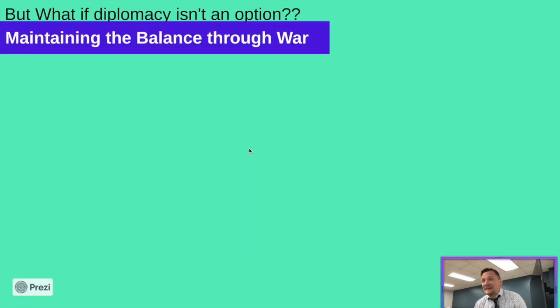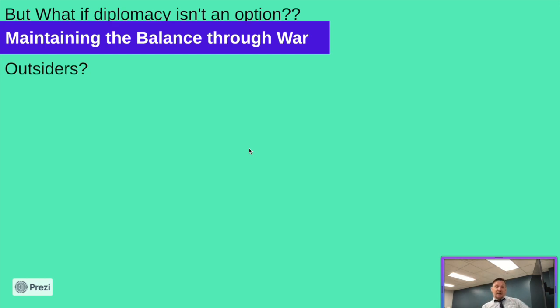So how do you maintain the balance of power in Europe and make sure that a France doesn't get too strong, or that a Prussia doesn't get too strong, or that an Austria or a Russia doesn't get too strong? How do you make sure that they don't get so powerful that they could take over the rest of Europe? Of course, we're going to learn later on when Napoleon shows up that the balance gets really jacked up there as well. But how do you maintain it through war, right?